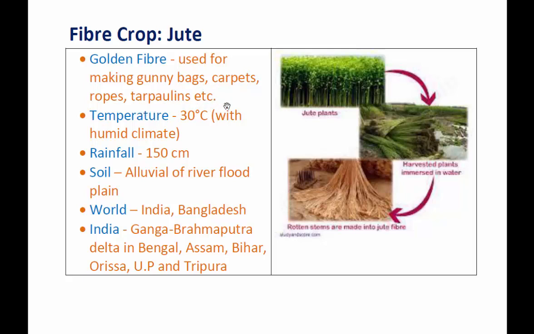For the cultivation of jute, the temperature should be 30 degrees Celsius with a very humid climate. Hot and humid, so to say. The annual rainfall should be 150 centimeters, and it is mostly grown in alluvial soils of river floodplains. So they are very suitable in that region.